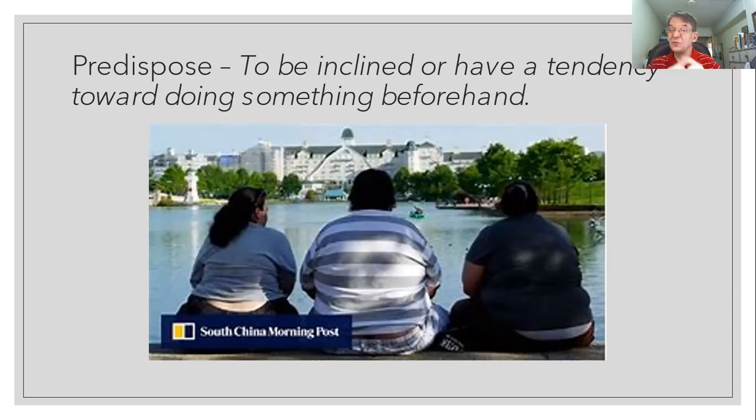But it's also true that in some cases, some people are predisposed to becoming overweight. Maybe they have some kind of medical condition that makes it easier for them to become overweight. So that's what the word predispose means. If a person has a medical condition that causes them to become more easily overweight, then we can say that person is predisposed towards obesity.